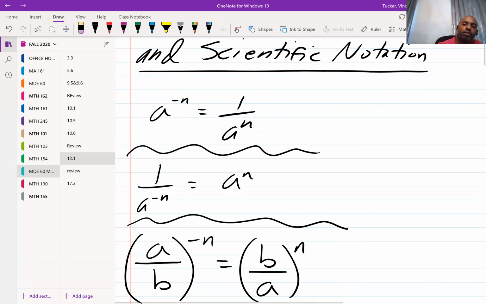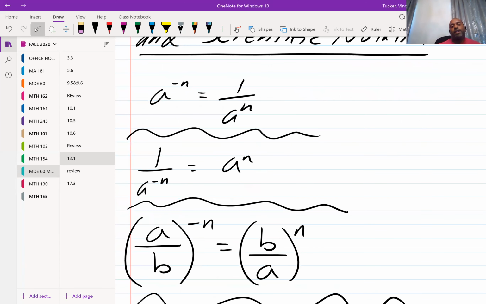Still copying the title. And then a final representation of that relationship. A over B raised to the negative n power. If you just apply the negative exponent to that fraction, it will flip the fraction. So A over B will turn to B over A. And now my exponent is positive.